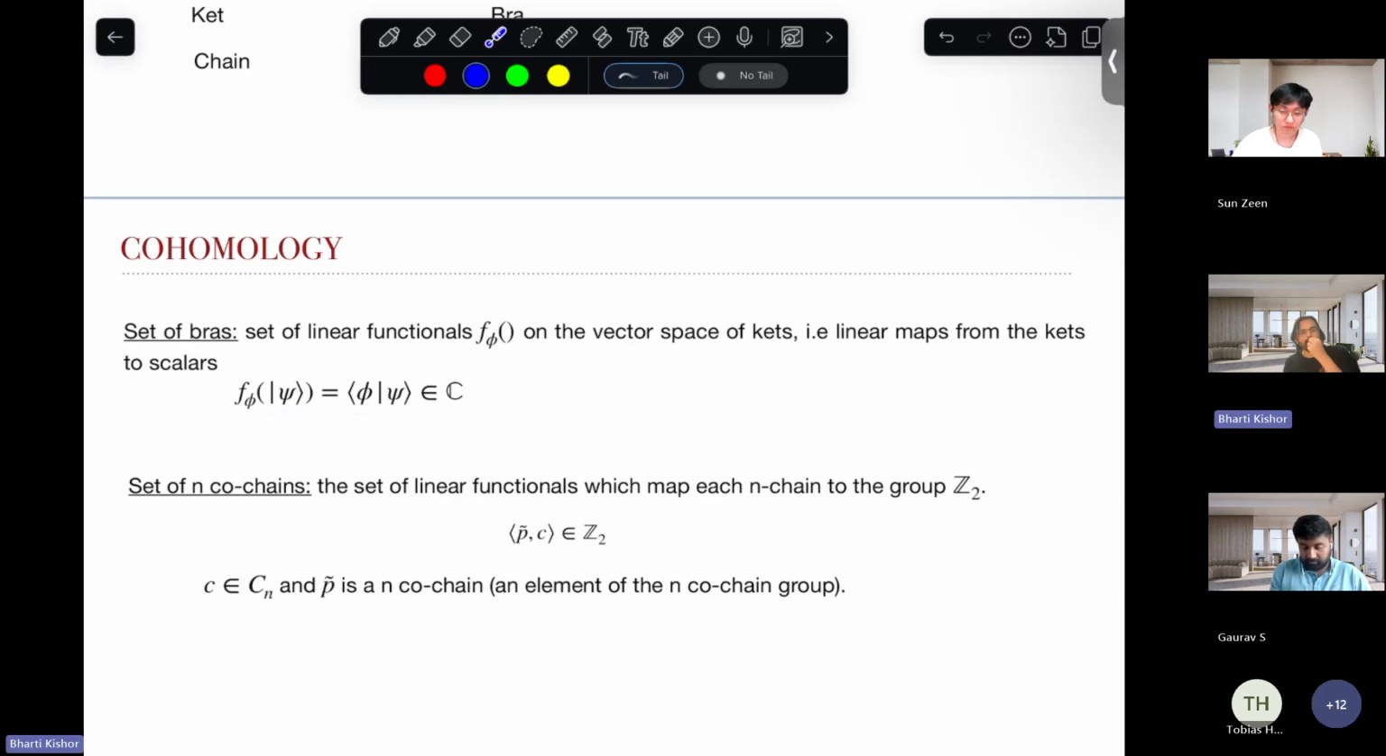In Z2 homology or cohomology, a co-chain is nothing but you have some chain, and a co-chain, the inner product will take you to Z2, because we are working over Z2. It's the same kind of object. So you can say the set of n co-chains is the set of linear functions which map each n chain to the group element Z2. And it's similar to bras. So if you understand ket-bra dynamics, I think you can make sense of chains and co-chains.